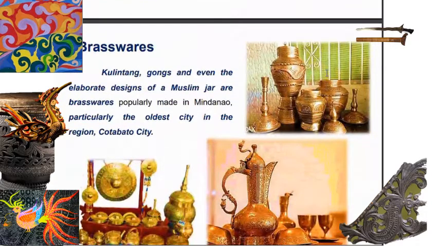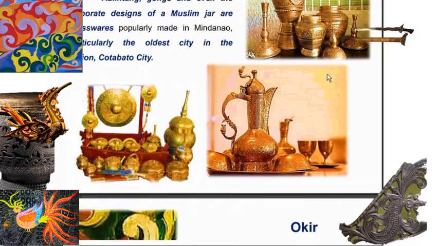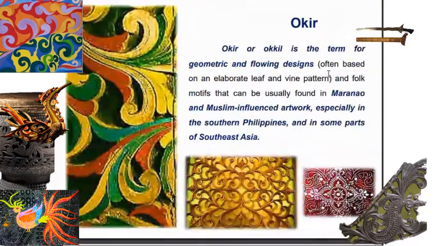Brasswares, kulintangongs, and even elaborated designs of a Muslim jar are brasswares, popularly made in Mindanao, particularly in the oldest city in the region, Cotabato City. Okir or okil is the term for geometric and flowing designs.